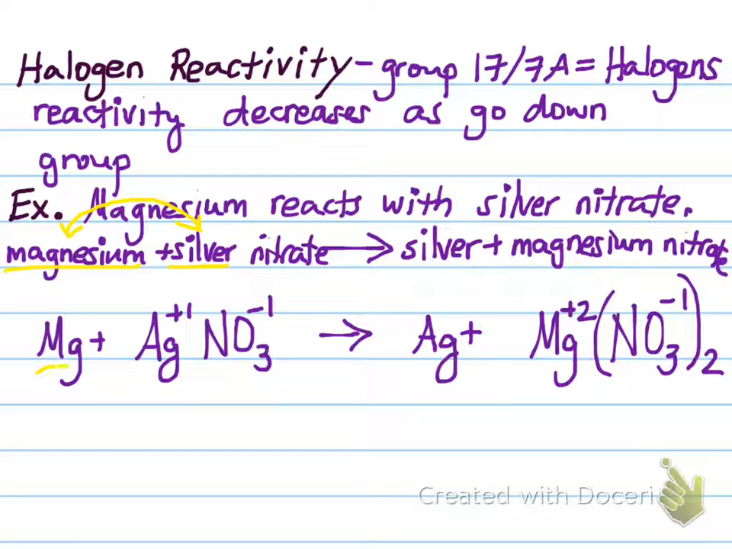I have one magnesium and I have one magnesium. I have one silver and I have one silver. I have one nitrate and I have two nitrates. That means I need a coefficient of 2 in front of silver nitrate. Because I now have two silvers, I need a coefficient of 2 in front of silver. Checking, doing my check step: one magnesium, two silvers, two nitrates. This is properly balanced.